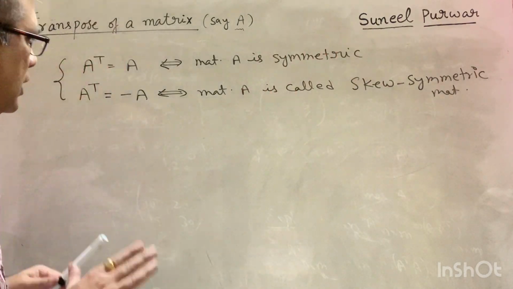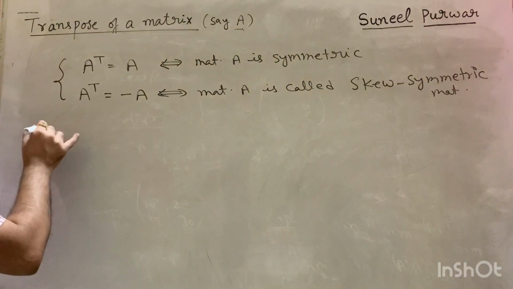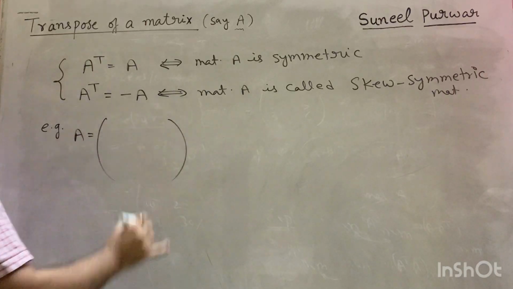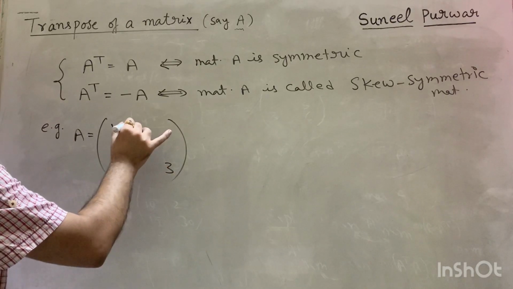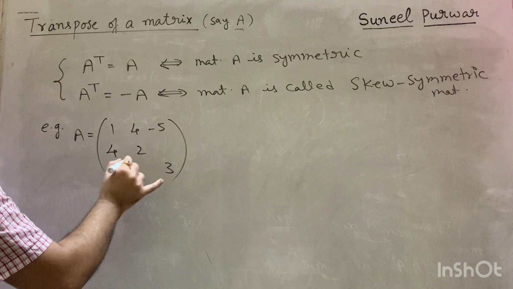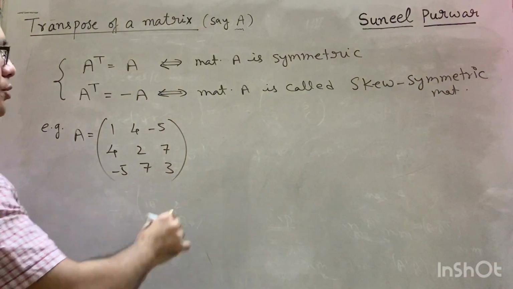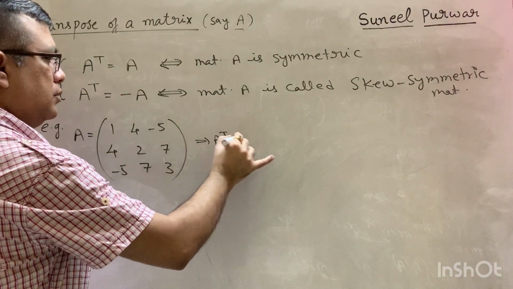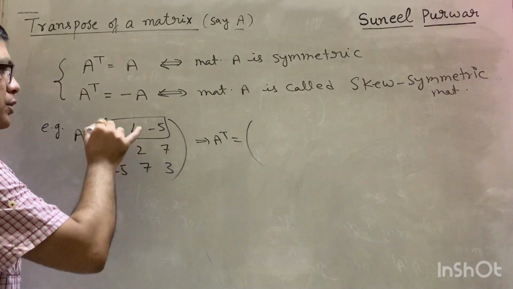Well, I will come to that as well, but before that, say for example, look at this matrix A. Say 1, 2, 3 are the diagonal elements, and let me write 4, minus 5, 4, minus 5, 7, 7. Find out its transpose. Okay, this implies what is A transpose? A transpose will be, this is the first row, convert rows into columns.